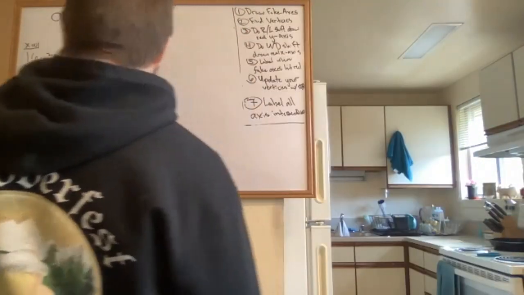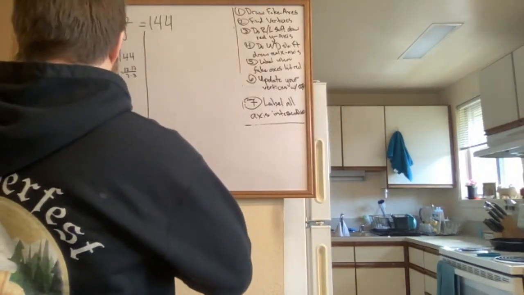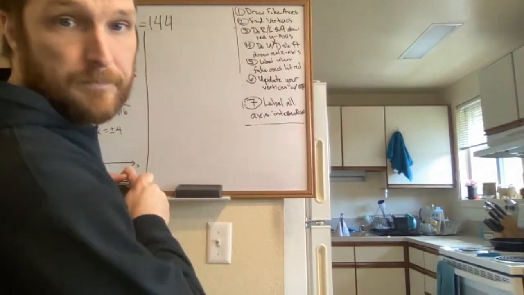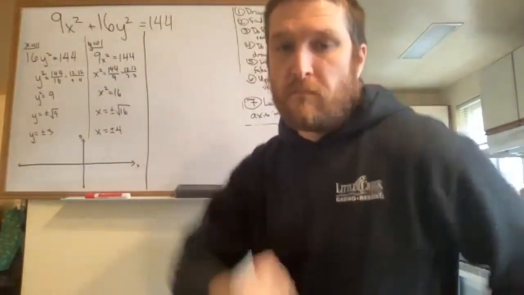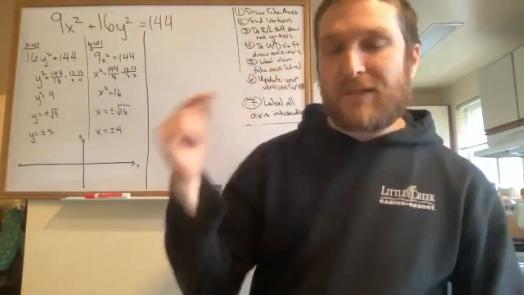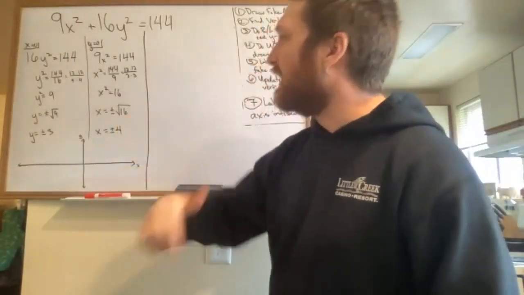Okay. Are you close? I'm finished. Say what? Write it down. I'm finished. Okay, cool. So what'd you get? Y is plus and minus 3. X is plus and minus 4.